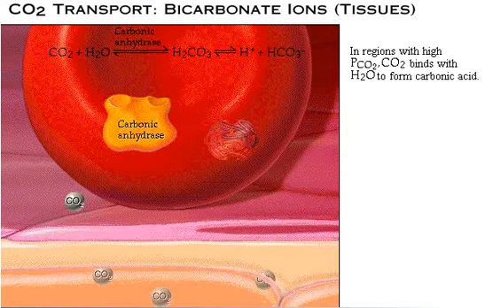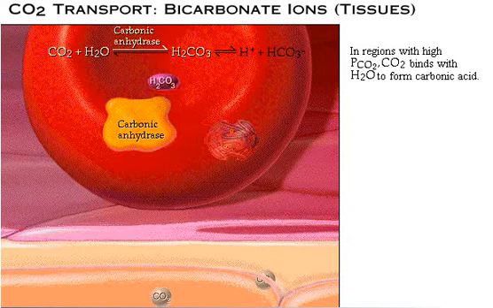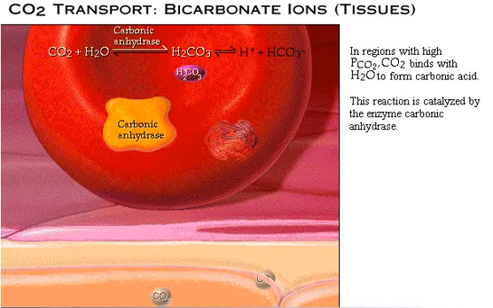In regions with high PCO2, carbon dioxide enters the red blood cell and combines with water to form carbonic acid. This reaction is catalyzed by the enzyme carbonic anhydrase. The same reaction occurs in the plasma, but without the enzyme, it is very slow. Click the carbonic acid molecule to continue the reaction.